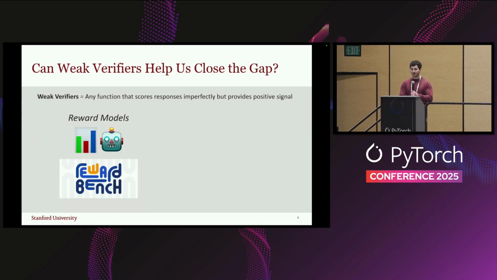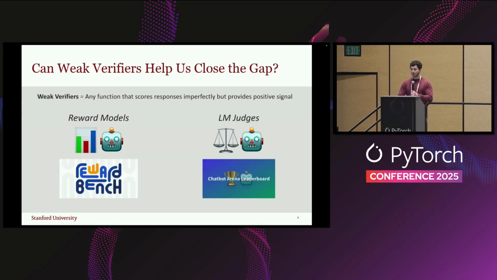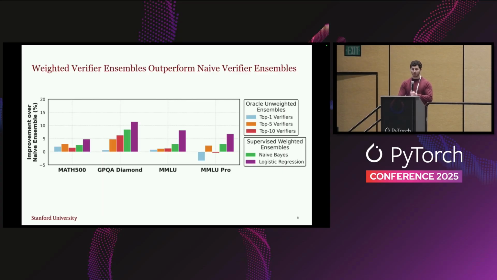In addition to reward models, we also look at LM judges. We took all of the top scoring LM judges on Chatbot Arena and wanted to see just how useful it would be to take these LMs and use them to grade different responses from a generator LM. What we find is that weighted verifier ensembles outperform any naive verifier ensembles. So if you actually know how to weight these different reward models and know when to value some over the weaker ones, you can get better performance.